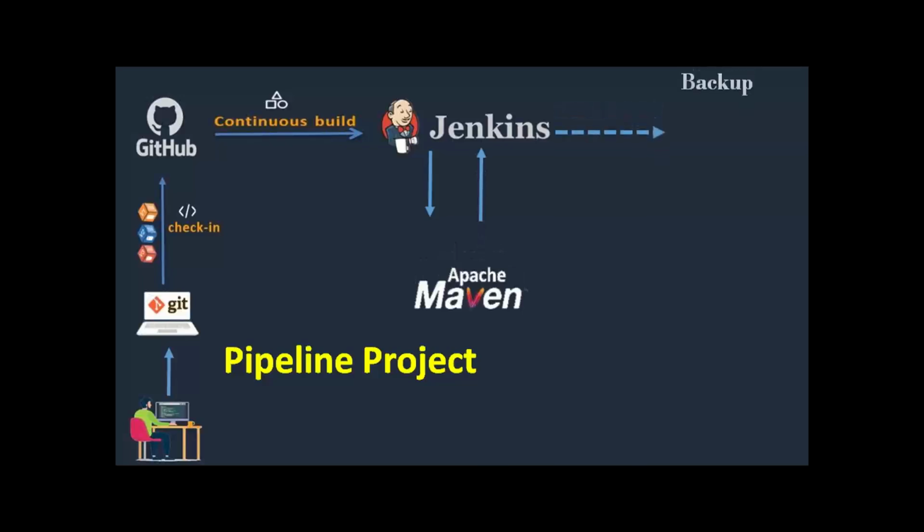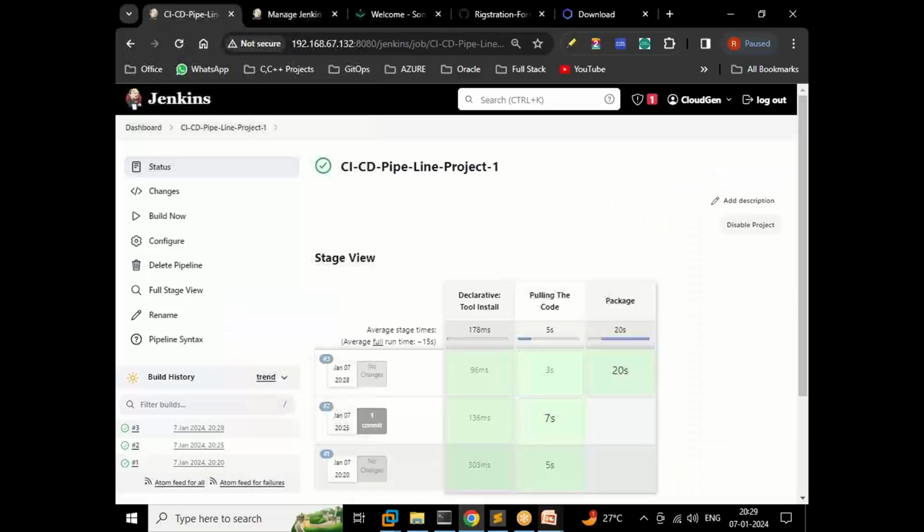Okay guys, see, this is the Nexus repository. Inside this Nexus repository we need to store that artifact by using the pipeline. So how will we deploy that? Let me show you that first.